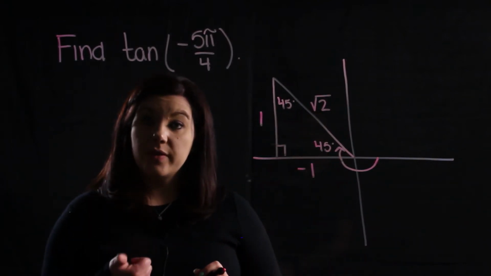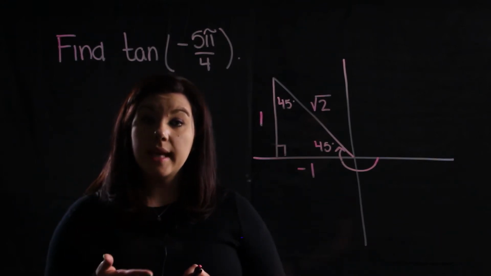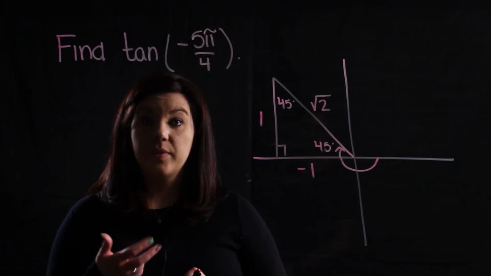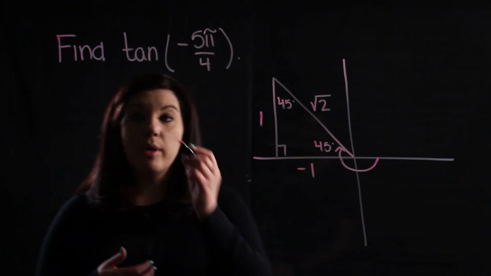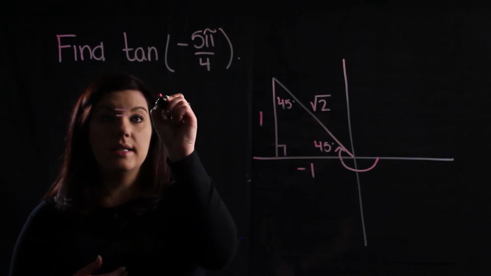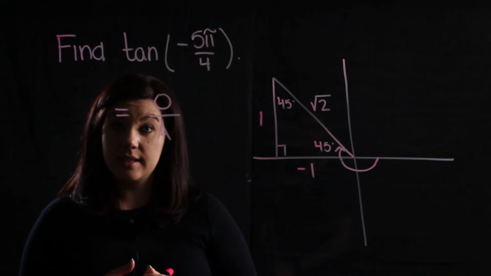Okay, so we found negative 5 pi over 4. We drew our special triangle. We labeled the side lengths of our special triangle. Now we'll deal with the trig function, which is the tangent. So remember that the tangent is the opposite side over the adjacent side.